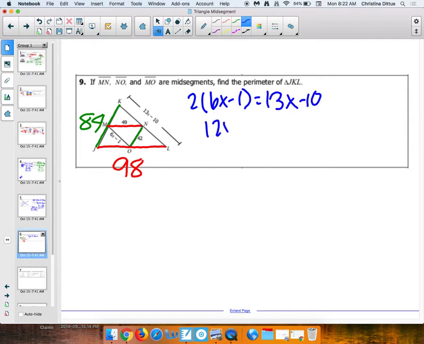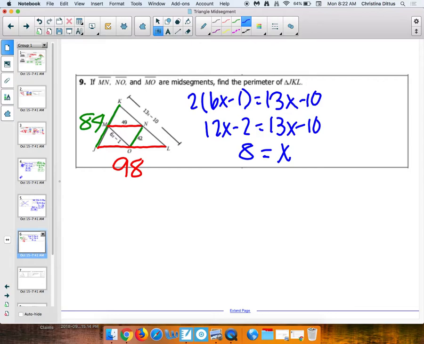Good. Distribute your 2. We get 12x minus 2 equals 13x minus 10. Subtract your 12x from 13x, we get 1x. Add your 10 to negative 2, we get 8.